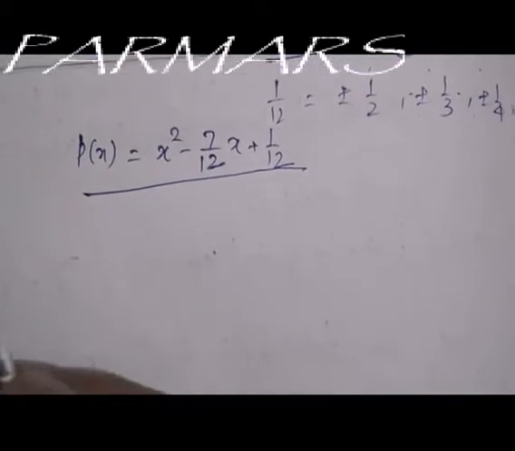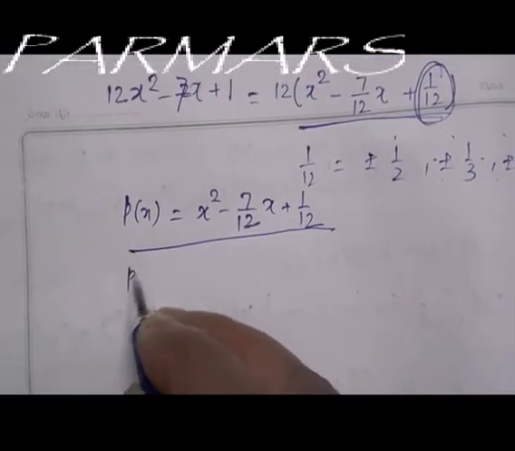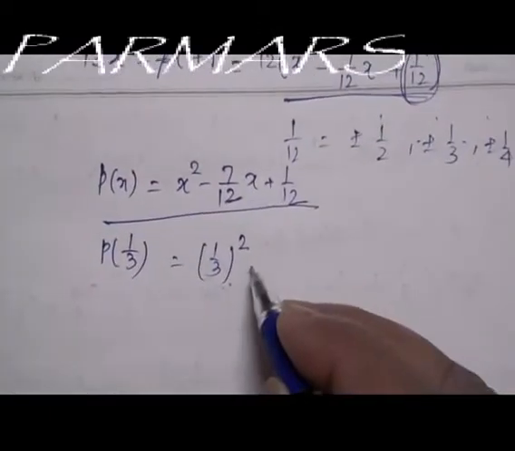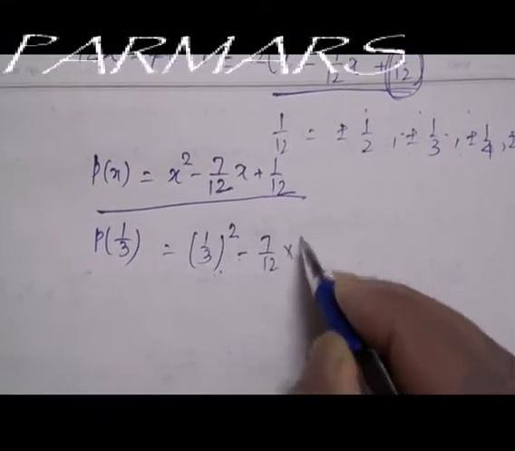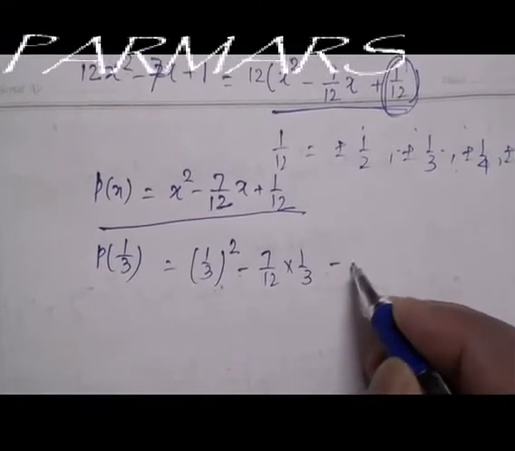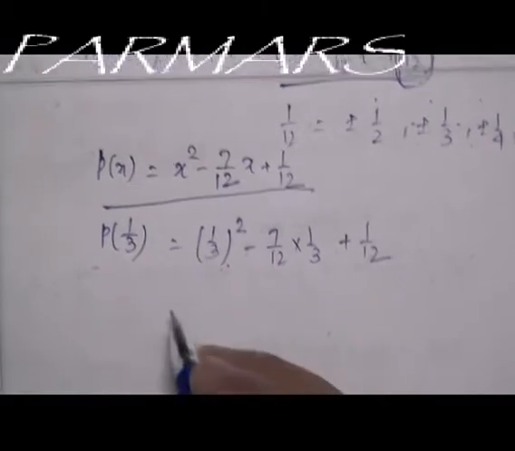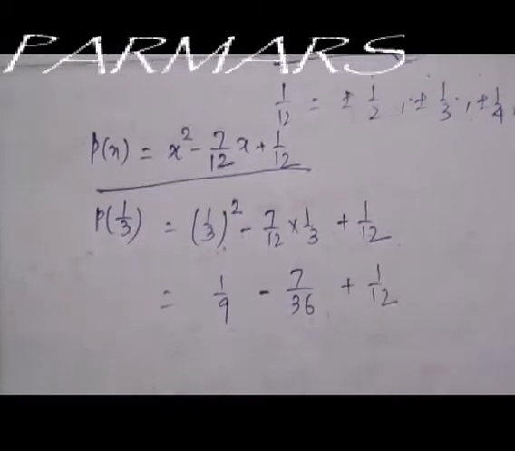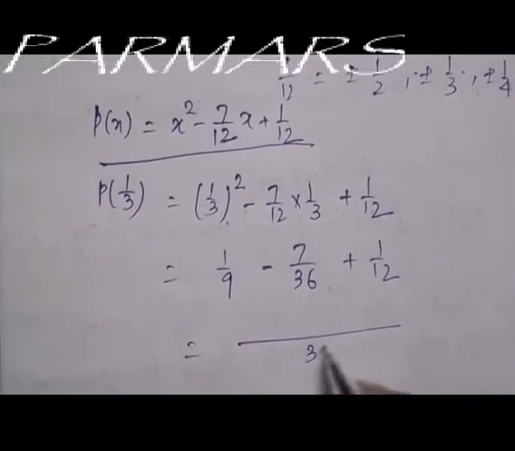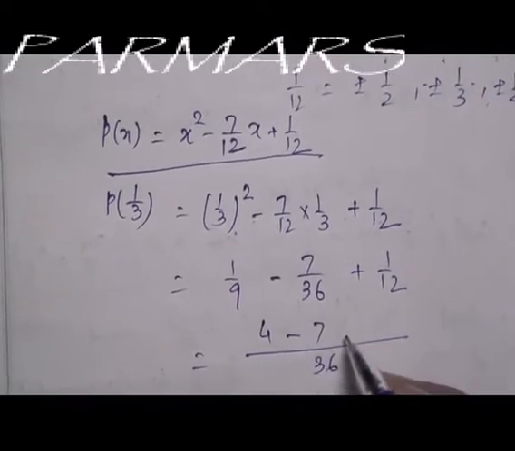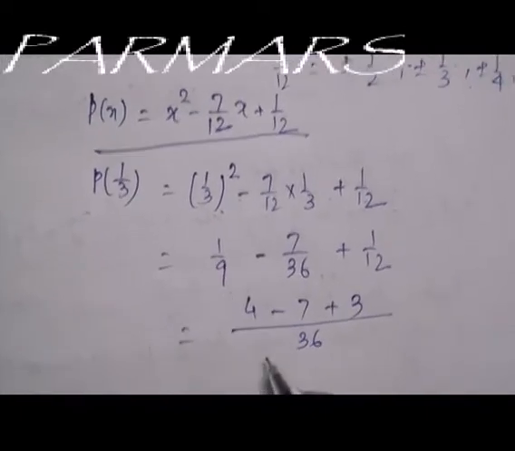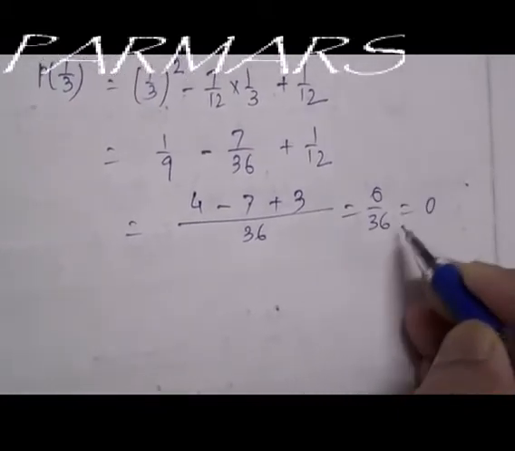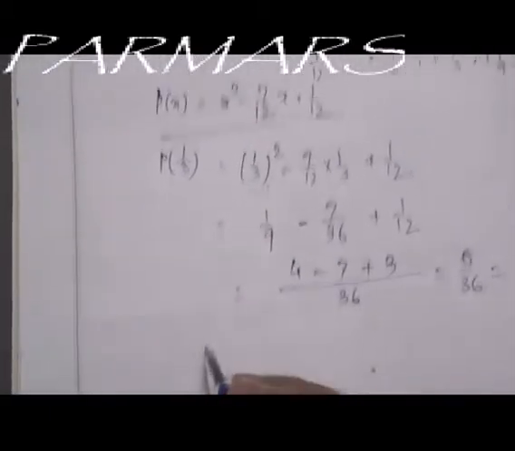So here I am trying to put x equal to 1/3. So 1/3 whole square minus 7/12 into 1/3 plus 1/12. So 1/9 minus 7/36 plus 1/12. What we get? 36 is the LCM. 4 minus 7 and plus 3. Minus 7 plus 4 plus 3, 0/36. So 0.